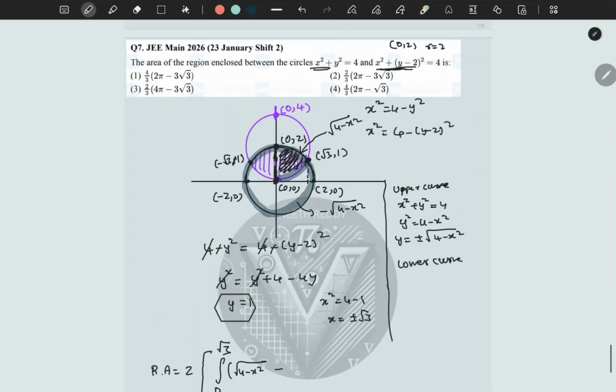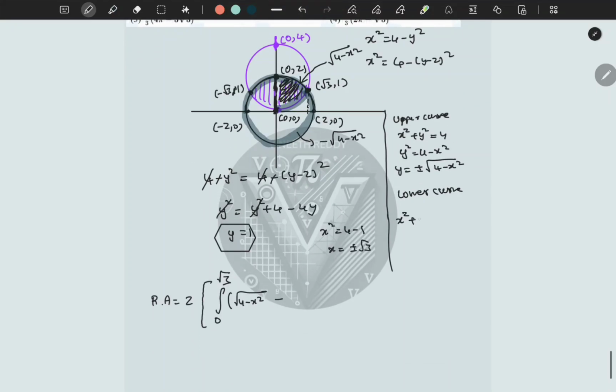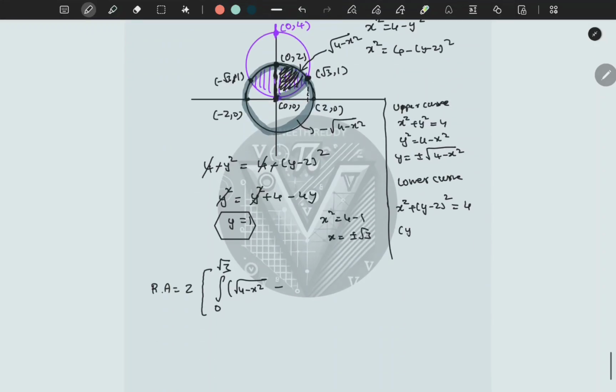Second circle is, I guess, x square plus (y minus 2) whole square is equal to 4. That means (y minus 2) whole square is equal to 4 minus x square. y minus 2 is equal to plus or minus under root 4 minus x square, and y is equal to 2 plus or minus under root 4 minus x square. Now the question is, should we take it as 2 plus or 2 minus?